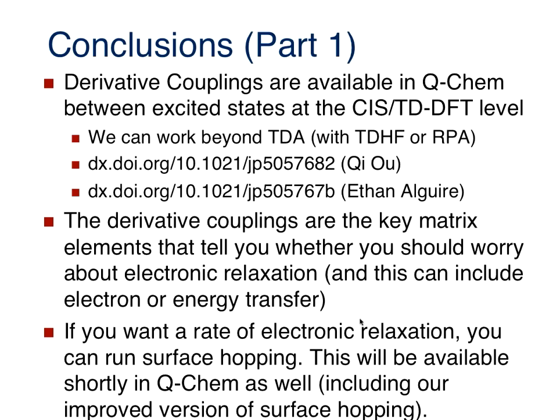The conclusions of this part are that derivative couplings are available in Q-Chem between excited states. As far as I understand, they're only available between excited states, not between ground and excited state. At least I haven't put that code in. I'm not sure that's available yet. It would also be much less reliable as a practical matter.